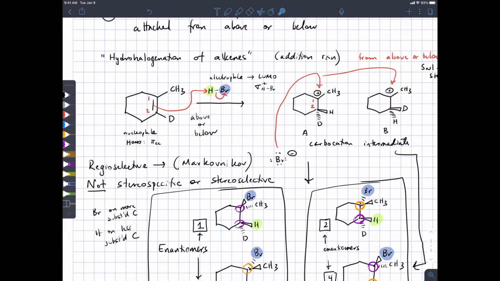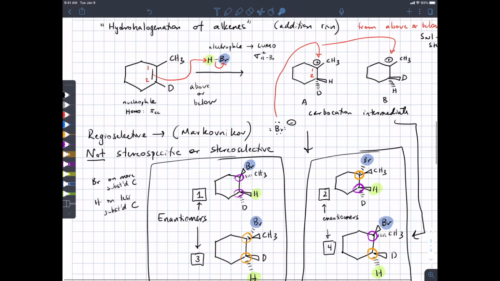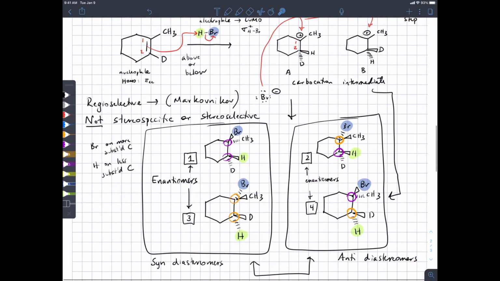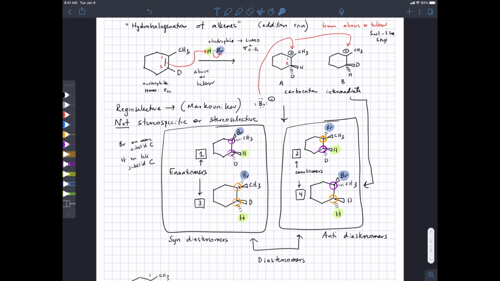Oh, I see, like going forward and back? Yeah. So in enantiomer 1, Br and H are both above the page. They added to the alkene from above. In enantiomer 3, Br and H added from below the page. We previously discussed having a major product and a minor. How do we determine which one's major in this?